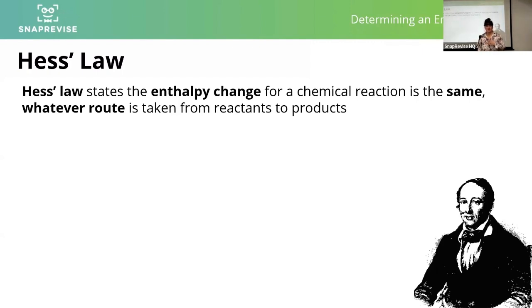What that means is it doesn't matter how you get from A to B, the difference between A and B will stay the same. It doesn't matter if you've gone all around the houses to get from A to B, the difference between A and B is the same. You could go straight there, fine. You could go all the way around here, fine. The difference between A and B is the same. It's not asking you for the route, it's asking for the difference between the two.